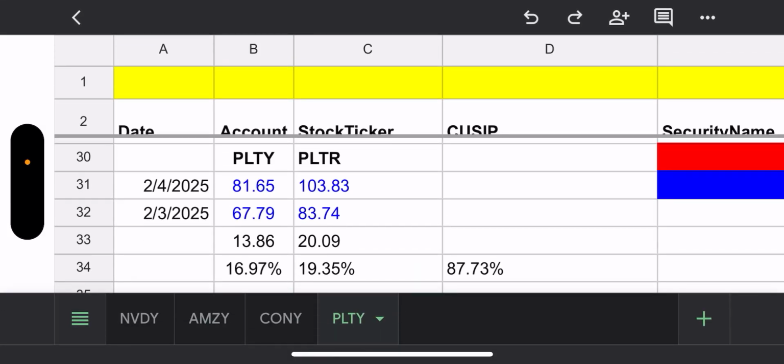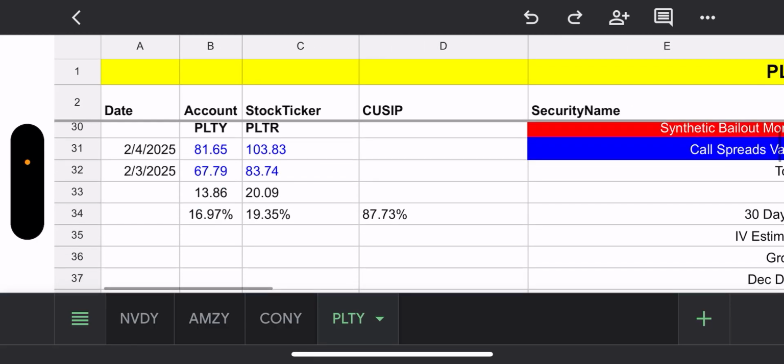All right, so here's PLTY. Again, brand new tab, brand new action here. We'll get used to this. Palantir, in the end, they actually did go up a decent amount. Pre-market was not bluffing. Palantir went up 19.35%. PLTY captured 16.97%. PLTY captured 87% of the upside. I mean, you can't cry about that. That's amazing. That is good stuff right there.